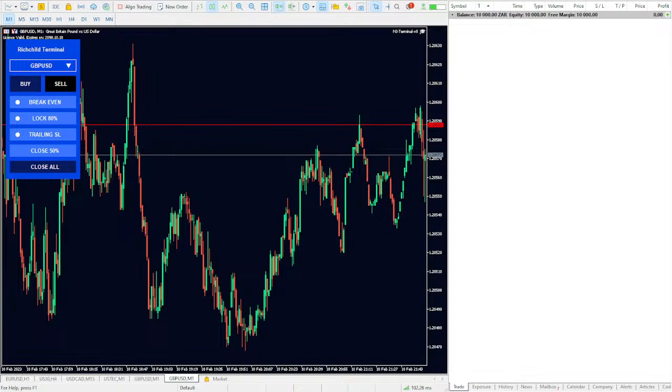Okay, so guys, this software was made for scalpers. If you're a scalper, then this is the right tool for you. The reason why I made this was that I myself have a trading style where I needed to do things very fast, and I wondered if I could get a tool that I can just use to do one-click trading. Then I came up with some solutions to the problem that I was having. So I'm going to show you exactly how you can use the Richchild terminal.